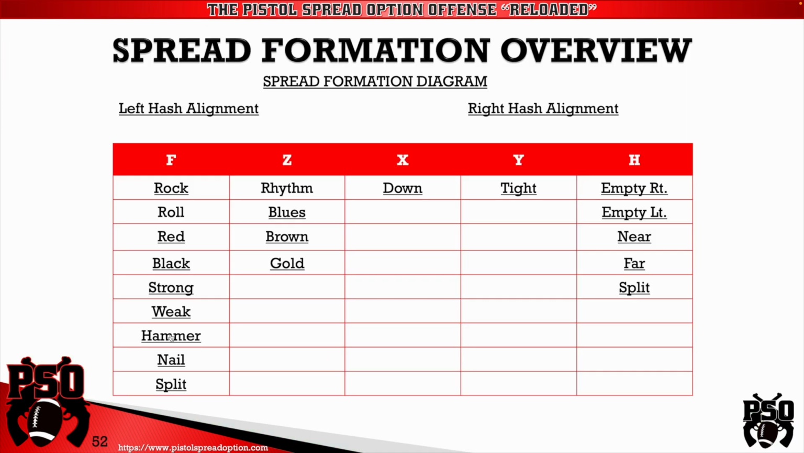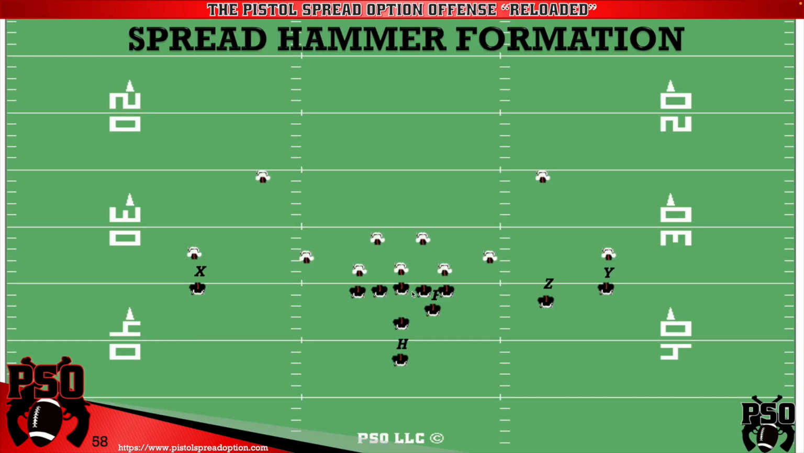He can also do hammer and nail. Hammer is what we call to the right. Nail is what we call to the left. Hammer puts him in the guard tackle gap to the right side. So you can see he's in between the guard and tackle, 1 yard off the ball. So that is our hammer position.